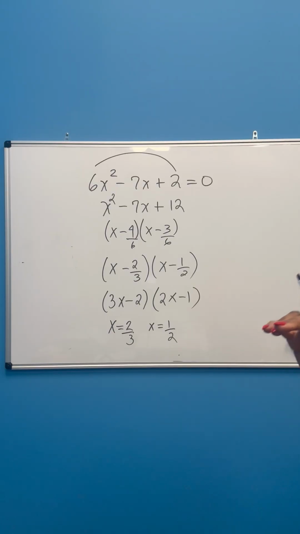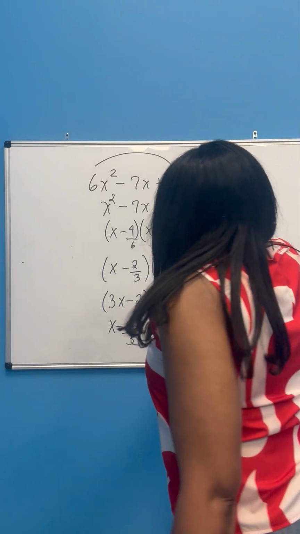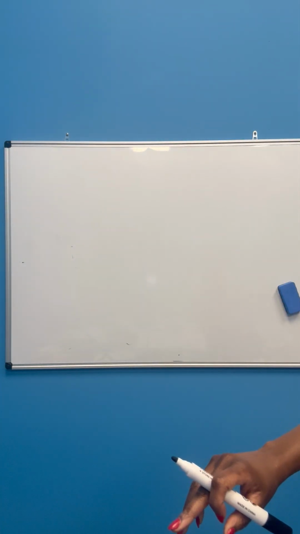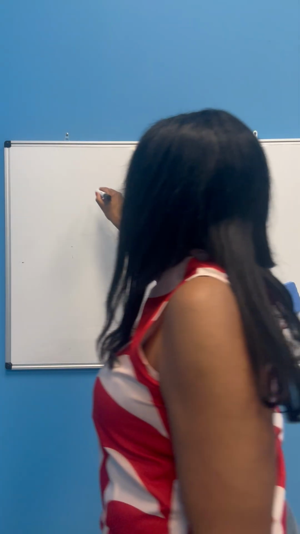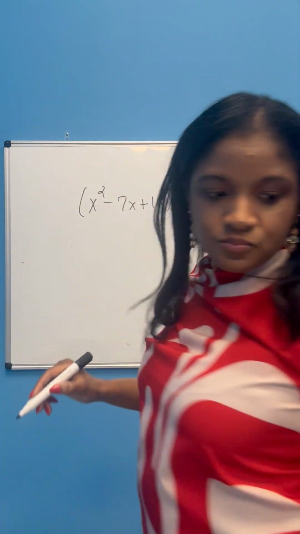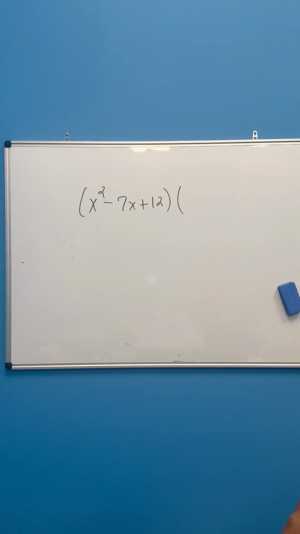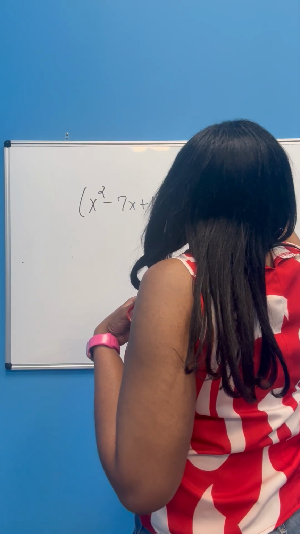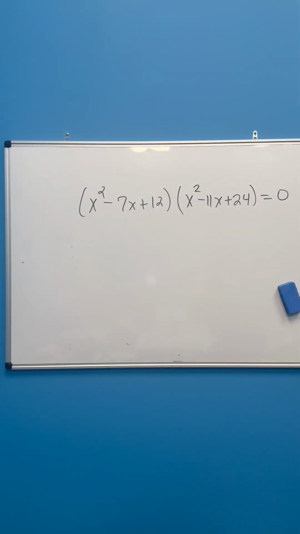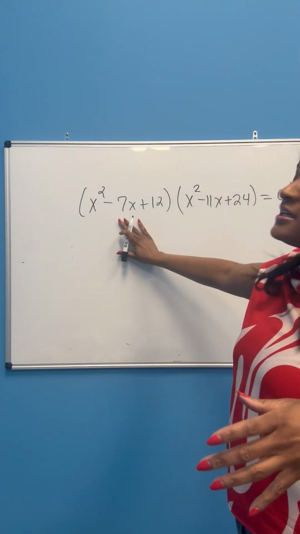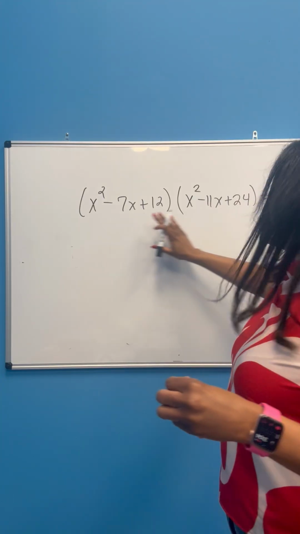We'll try one last one. So in this problem, you have x squared minus 7x plus 12 and x squared minus 11x plus 24 equals 0. All right, and it says, what is the possible value of x? So with this one, what you need to do is this expression can be equal to 0, or this expression can be equal to 0.